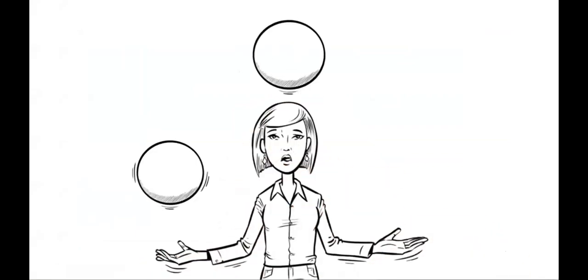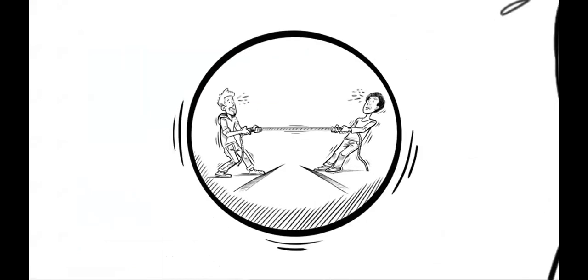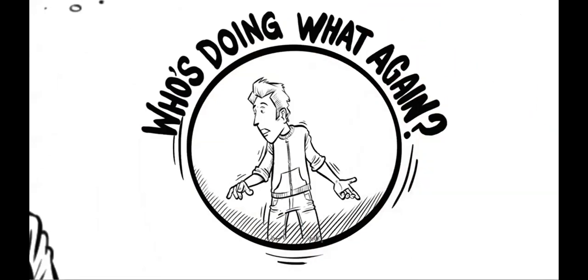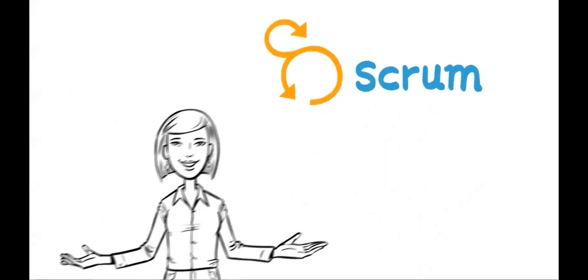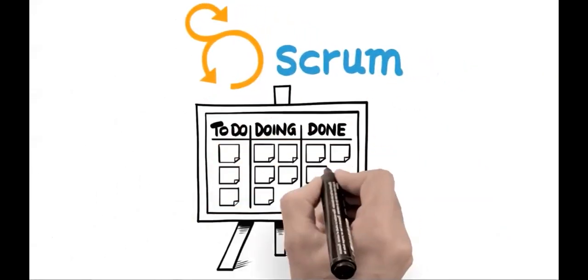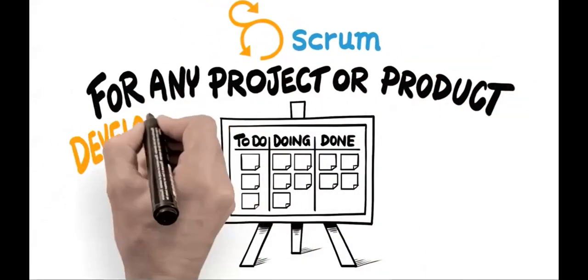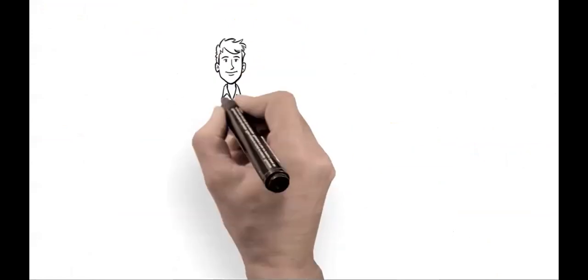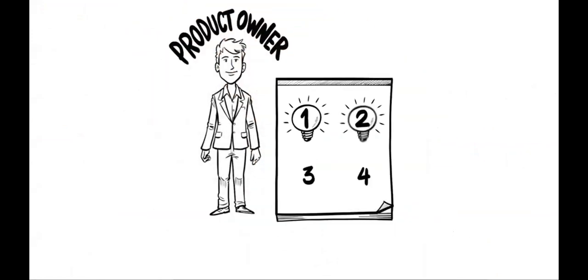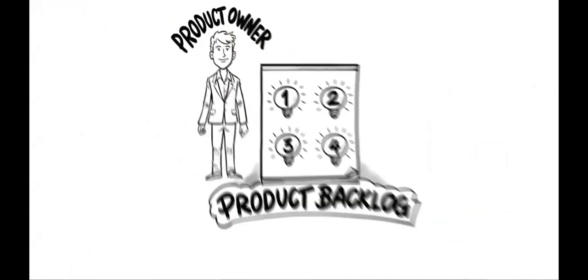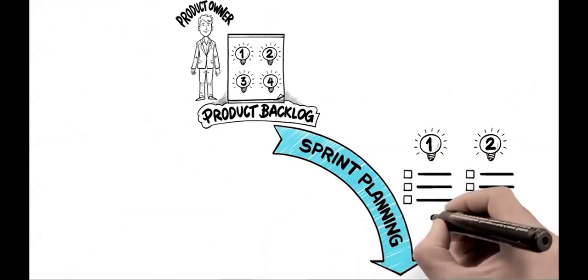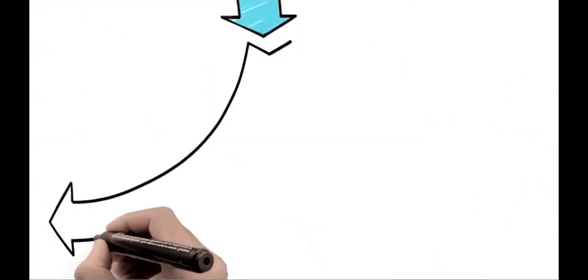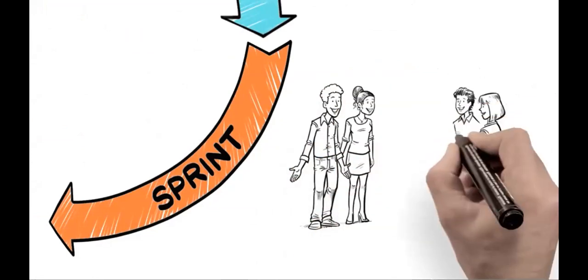Complex projects can lead to real headaches. Organizing the team, changes in scope, roles that aren't clear. But you can change that with Scrum, an agile framework. At its foundation, Scrum can be applied to any project or product development effort. Here's how it works. A product owner creates the product backlog, the prioritized wish list. During sprint planning, the team pulls a chunk from the top of that list and decides how to complete it. The team has a set time frame, the sprint, to complete their work.